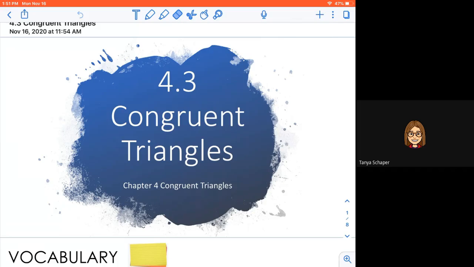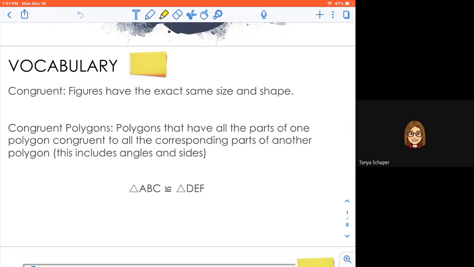So here we go. Congruent triangles. So some vocabulary for you. Congruent. What does that mean? Figures have the exact same size and shape. That's congruent. Okay, I know you talked about it in 7th grade. It was a couple years ago. We're good to go. Congruent polygons. They're polygons that have all the parts of one polygon congruent to all the corresponding parts of another. It includes angles and sides, okay?